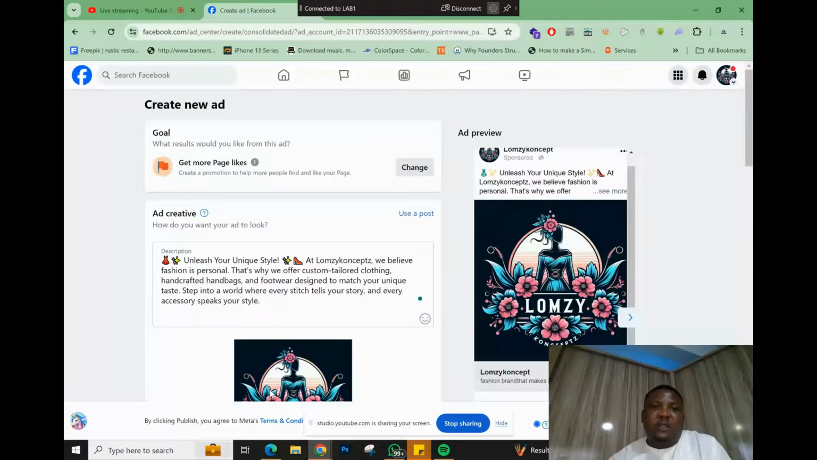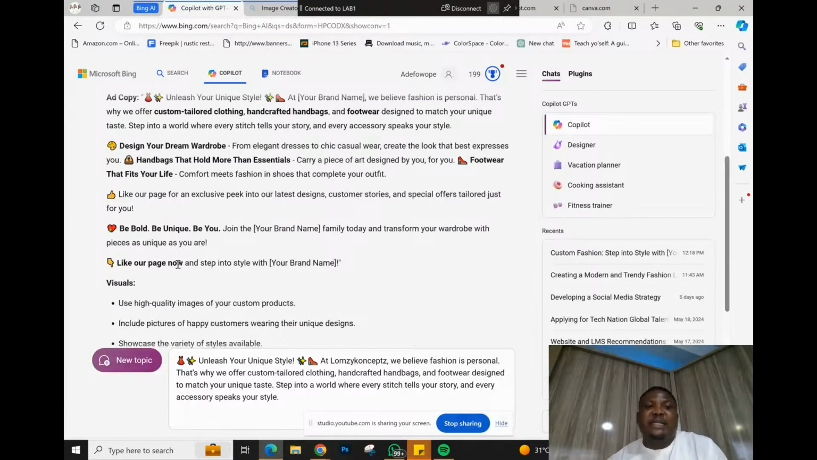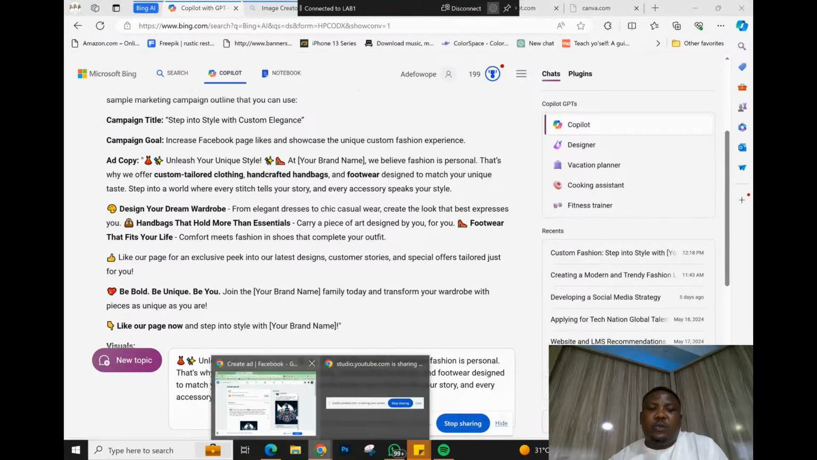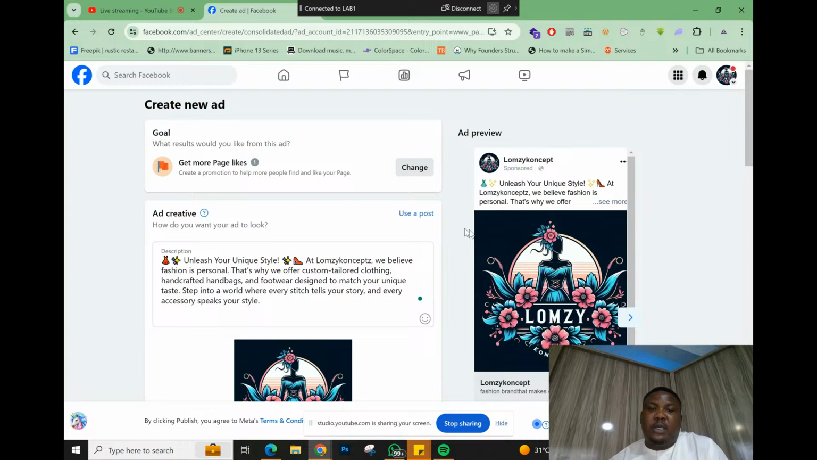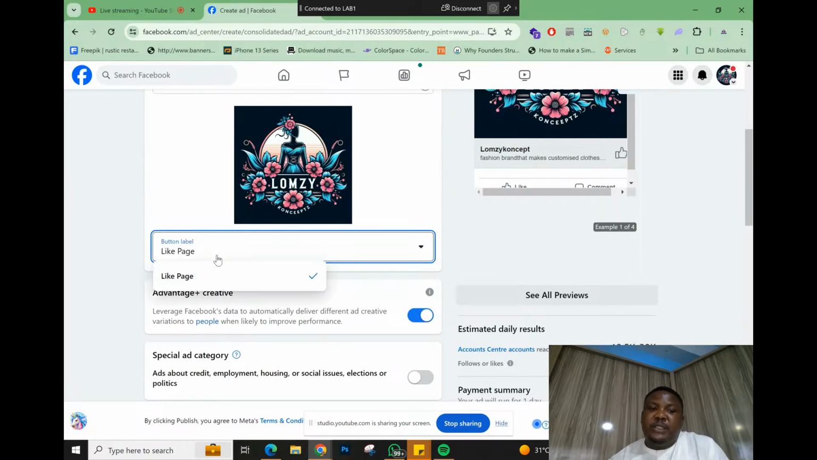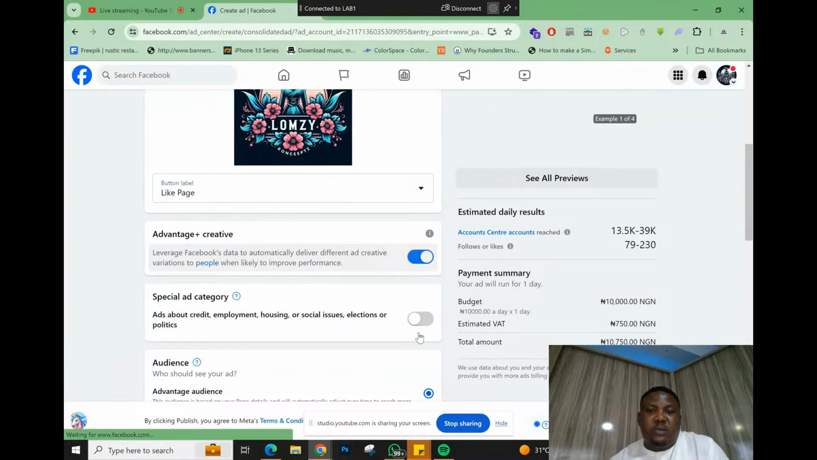So let's just say we are going to set a budget that aligns with your marketing goals. Start with a shorter campaign duration to test effectiveness and adjust as needed. So let's just say we want to follow this instruction that ChatGPT gave us, right? So we'll go back to our campaign. What we did was to copy one of those call to actions, which is what is showing here. And the goal, the button is for page like. Let me see if I should turn this off. Not much different.